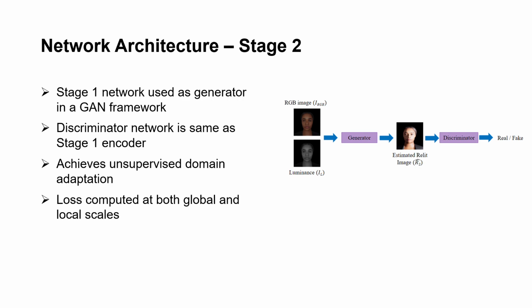In the stage 2 training, adversarial loss was additionally used. Through adversarial training, the generator network was able to generalize from synthetic to real images in an unsupervised manner. The discriminator is only required during training, and at inference, the output from the generator or the stage 1 network is the estimated relit image.